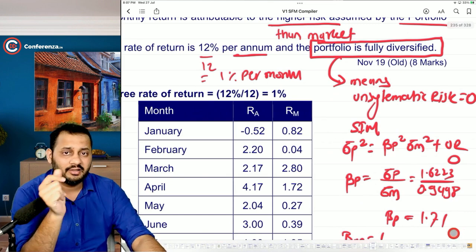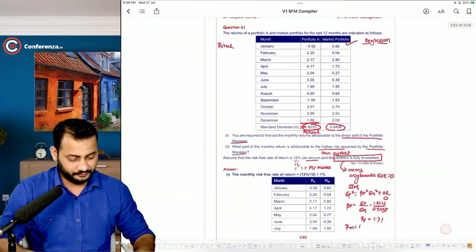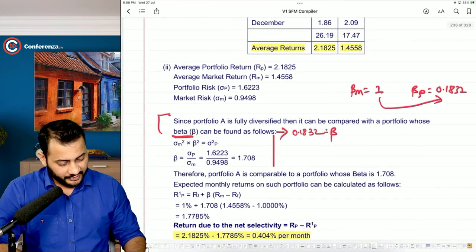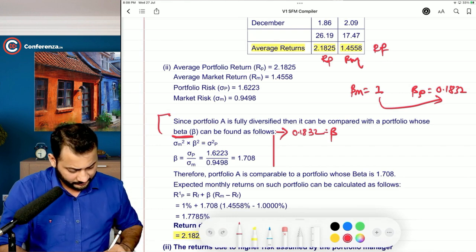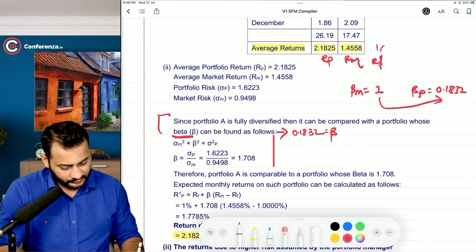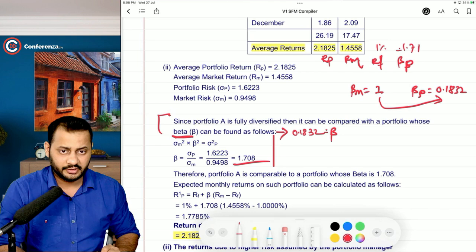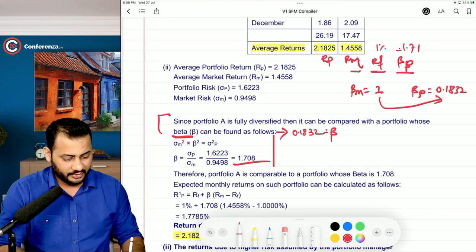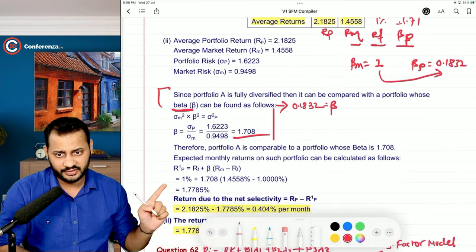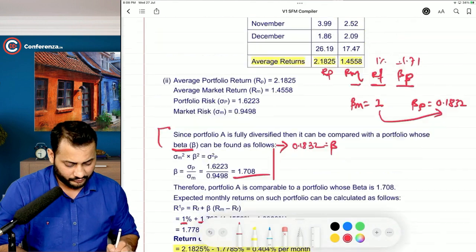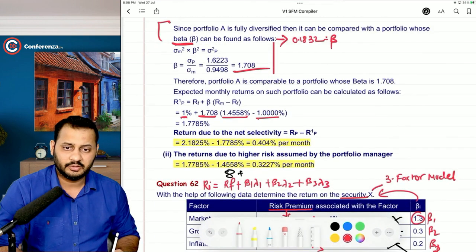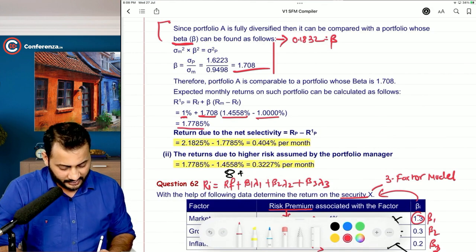Since you have calculated the beta, let's calculate the required rate of return. So average returns of the stocks, market, and risk-free return is 1%. Are you okay? Risk-free return per month is 1%. And the beta of the portfolio is 1.708. Am I right? So with the help of RM, RF and beta, can we calculate the required rate of return? Yes, sir. See, RF 1%, beta 1.708, RM 1.4558 and RF 1.0000%. This becomes the required rate of return.